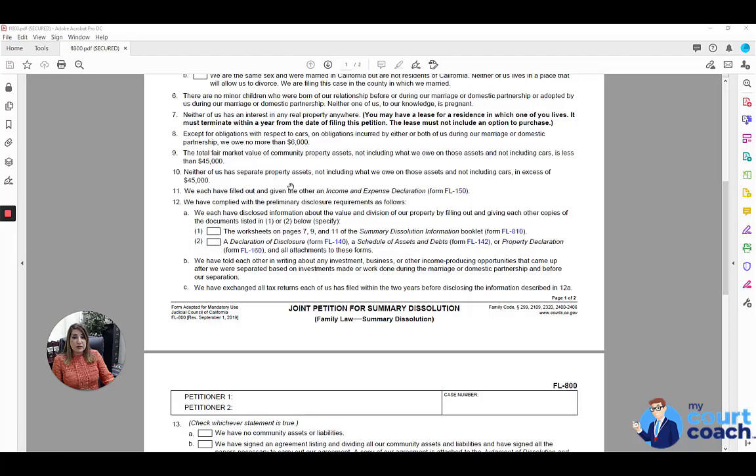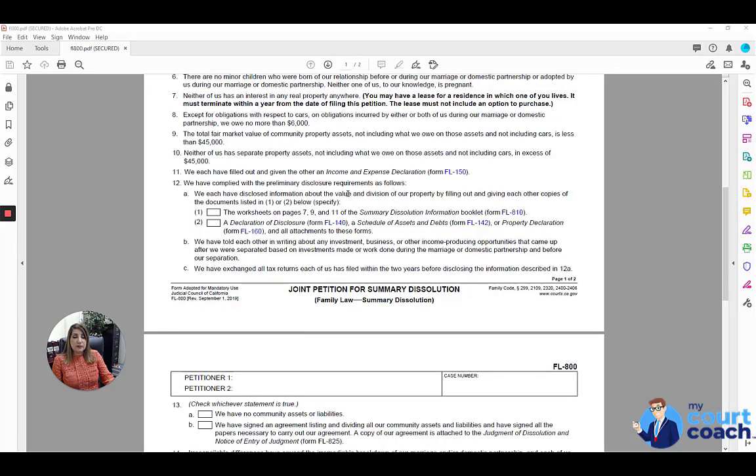Line 11 is part of your requirement to exchange your preliminary declarations of disclosure. So line 11 verifies that you have each filled out and given each other a copy of the income and expense declaration. That's your form FL800. Line 12 states we've complied with the preliminary disclosure requirements as follows. Either you have filled out and exchanged the worksheets that are on pages 7, 9, and 11 of the Summary Dissolution Information Booklet, Form FL810, or you have filled out and exchanged the Declaration of Disclosure forms, which consist of the Declaration of Disclosure, Form FL140, the Schedule of Assets and Debts, Form FL142, or the Property Declaration, Form FL160.